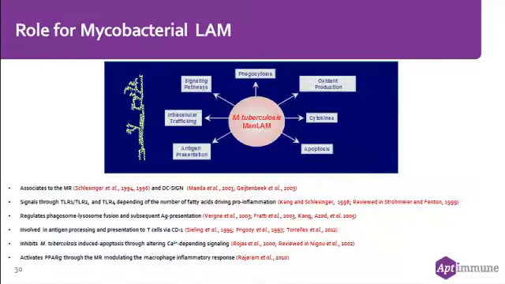Finally, I want to focus on the importance of this molecule, associated to the mannose receptor and DC-SIGN. They also can signal. So this non-reducing end here will bind to the mannose receptor and DC-SIGN and trigger an anti-inflammatory response. But their GPI anchor, where the lipids are, can signal to TLR1 and TLR2, and depending on the number of fatty acids that they have, can also signal to TLR4 and cause pro-inflammation.